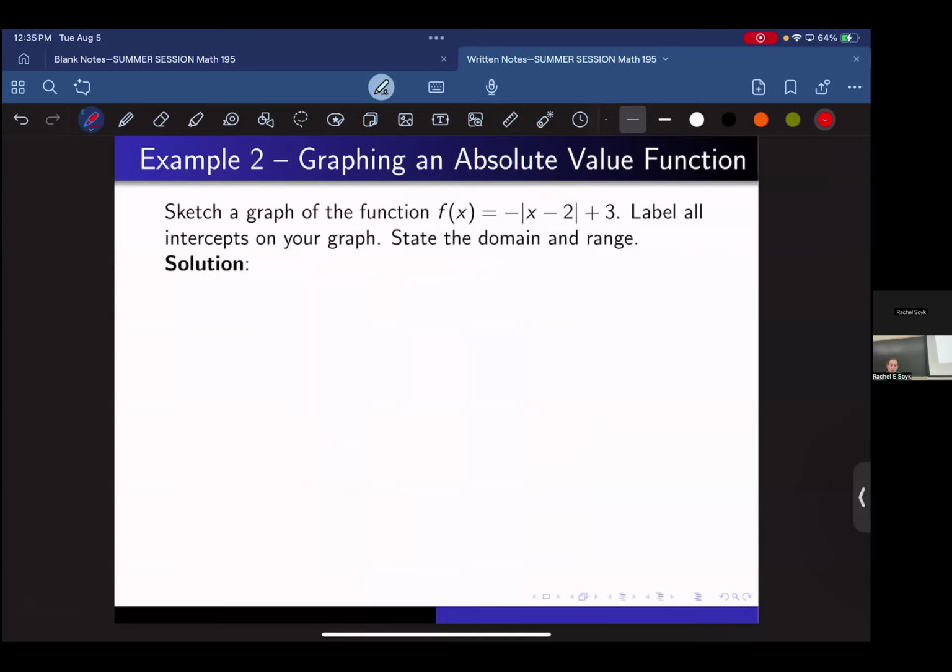So now let's sketch an absolute value that has a few transformations that take place. Notice we see a horizontal shift, we see a vertical shift, and then we also see a reflection, right? That negative in front is a reflection across what? Your X or your Y axis? X, good. And if it's a reflection across your x-axis, is it going to be a vertical reflection or a horizontal reflection? Vertical.